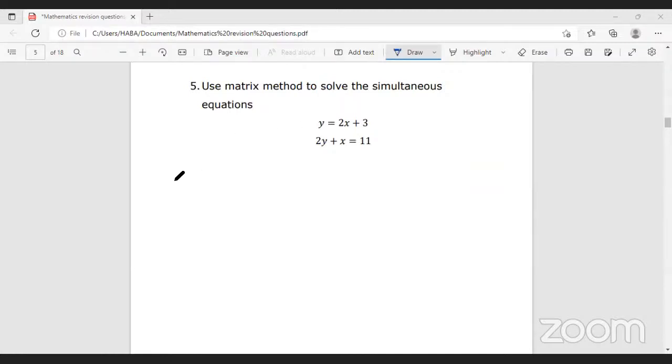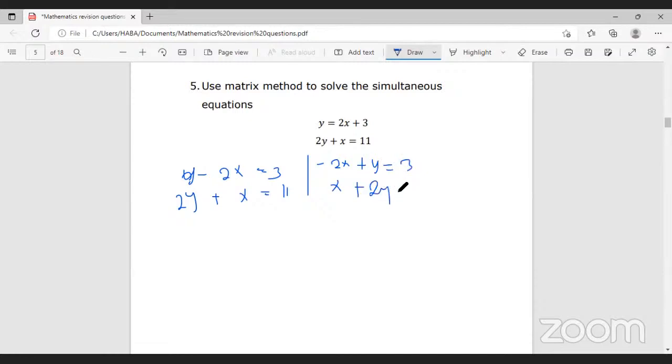we are going to rearrange, and we have this equation y minus 2x is equal to 3, and then 2y plus x is equal to 11. So we can work with this, or we can have those equations as negative 2x plus y equaling 3, and then x plus 2y equaling 11. So we can choose to use any of these two equations.